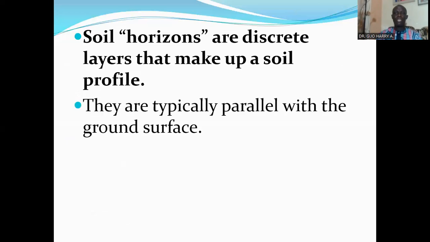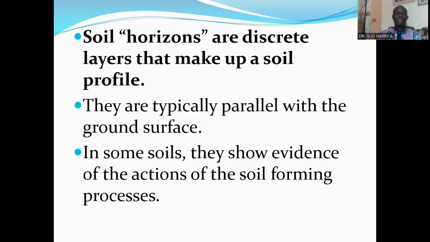What are the horizons of soil? What does the word horizonation mean? Soil horizons are the discrete layers that make up a soil profile. When the soil is dug from top to bottom, you tend to see some layers. They are typically parallel with the ground surface, with different layers having slight differences in coloration. Those layers of the soil are referred to as the horizons of the soil.